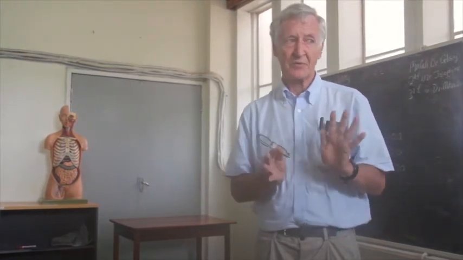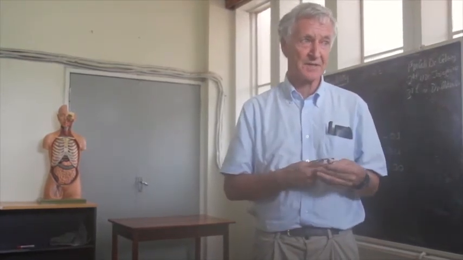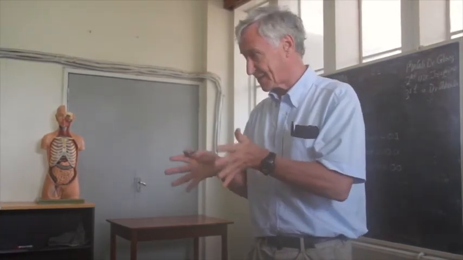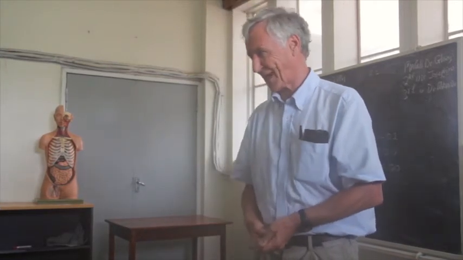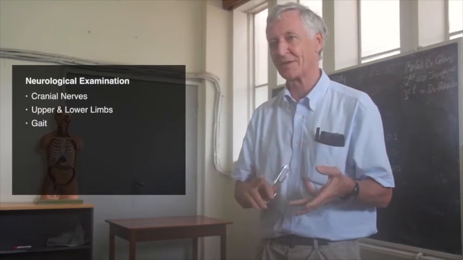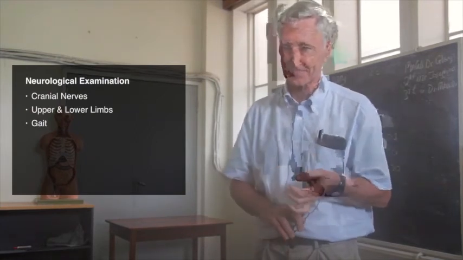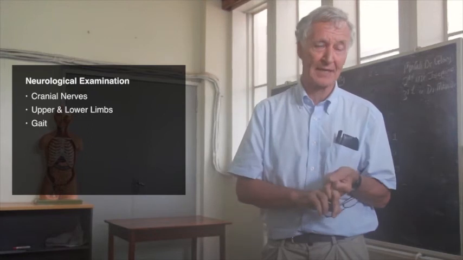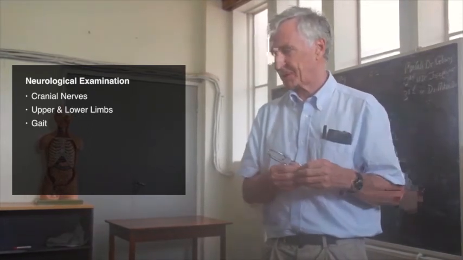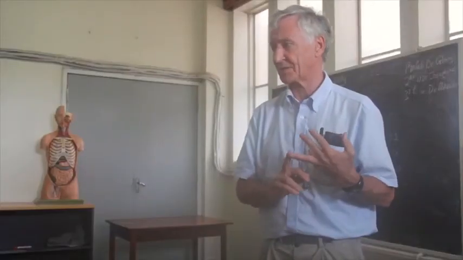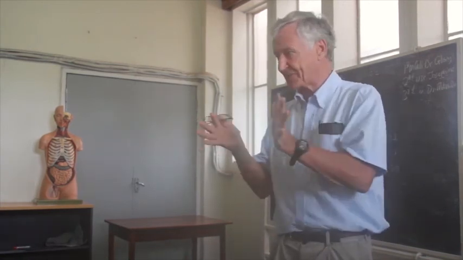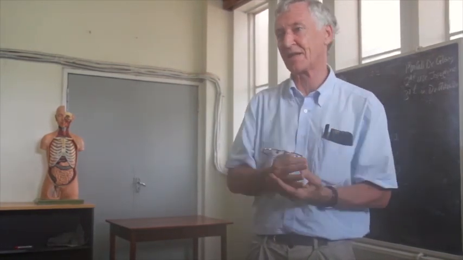Now, the only reason I say this is that the examination of the nervous system diverges at this stage into physical examination. And physical examination for a medical student usually involves cranial nerves, upper limbs, lower limbs, and gait. If there's an obvious abnormality in the area of what we call the patient's mental health or the patient's cognitive health, or what we call the level of consciousness, then the examination moves in those directions.